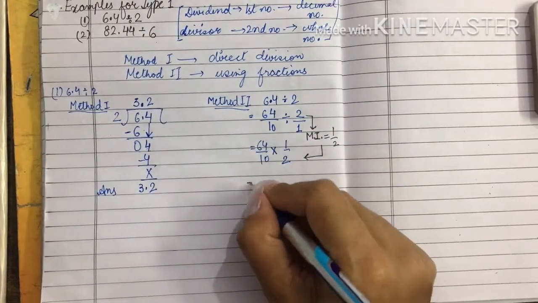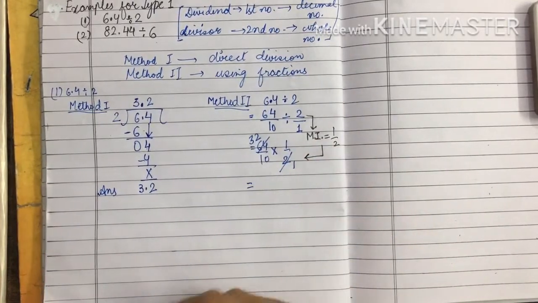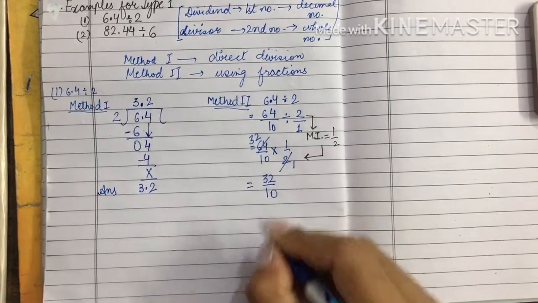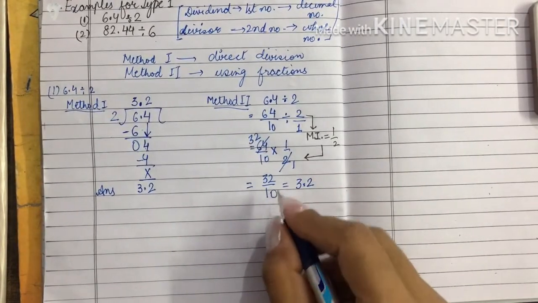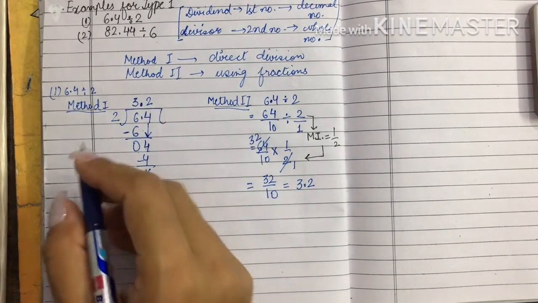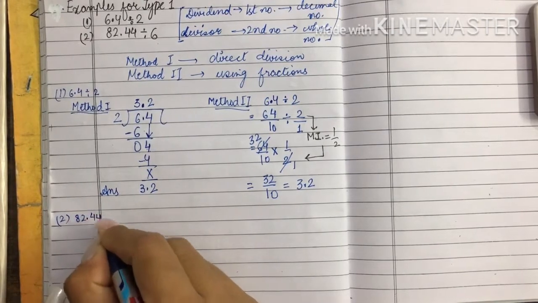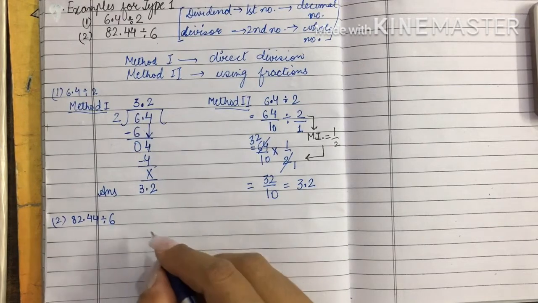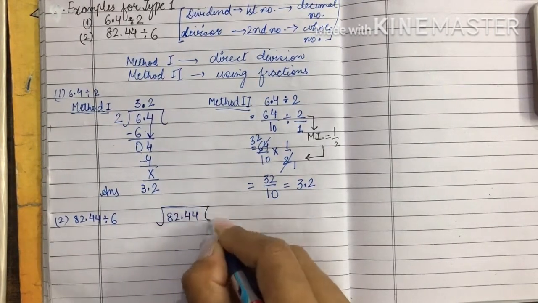Now you can simplify. This gets cancelled. 2 1s are 2. 2 into 32 is 64. So 32 by 10, this is 3.2, using the 10 to put the point back. Let's do the second example. The second example that we have is 82.44 divided by 6. Let us do it with the first method, means if we divide directly.